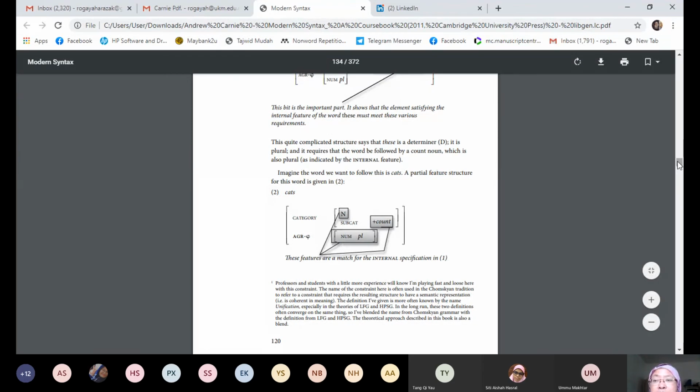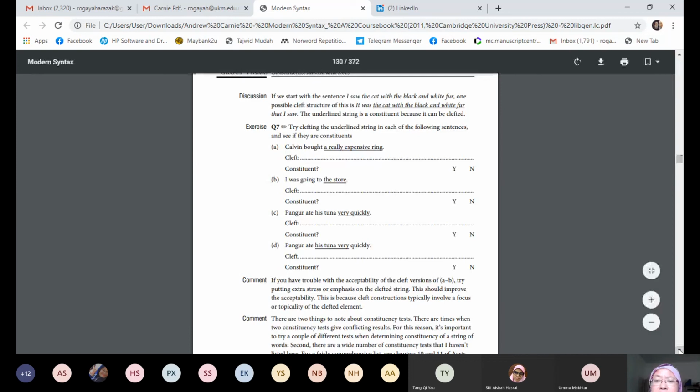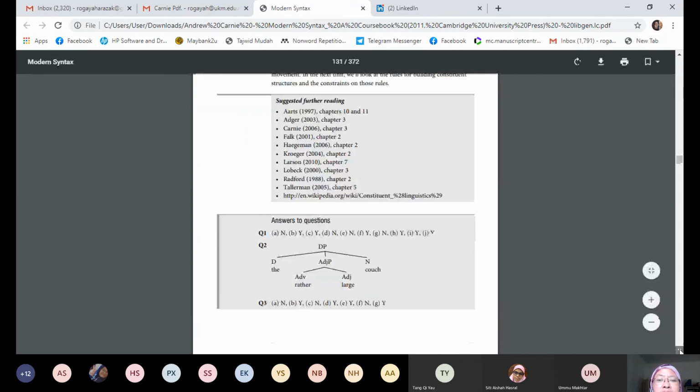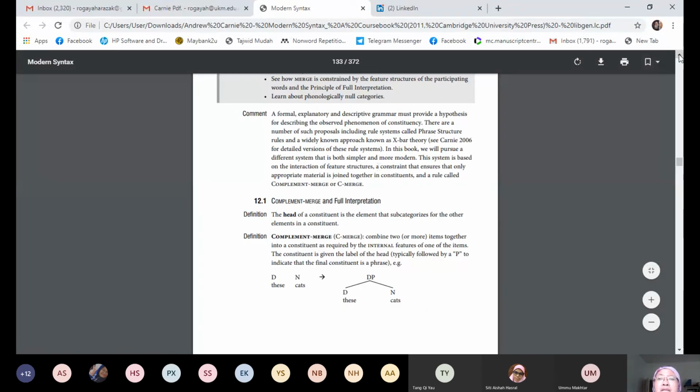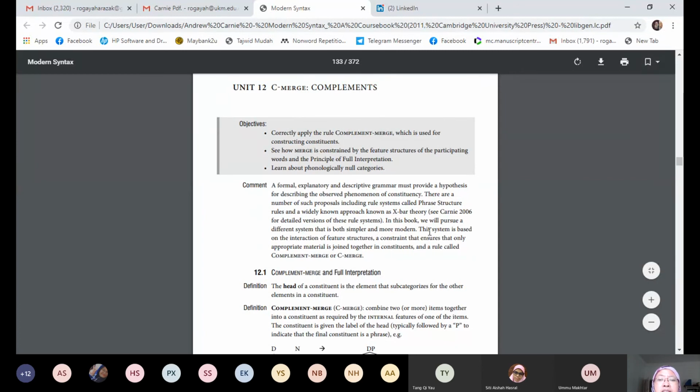So when he started this chapter, he just said, okay, this system is based on the interaction of feature structures. He says big words, but actually what we have been doing the past 2 lectures is feature structure. We list down the features, the characteristics of each of the words that we are analysing. So this system is based on the interaction of feature structures, which is a constraint that ensures only appropriate material is joined together in a constituent.